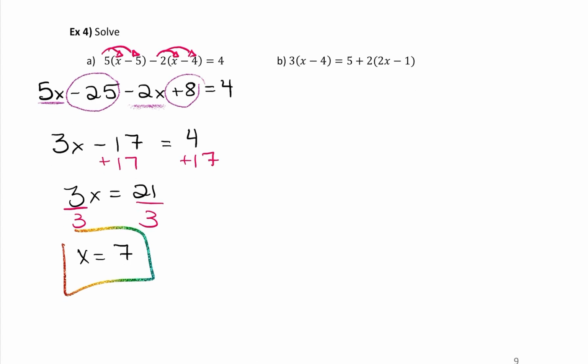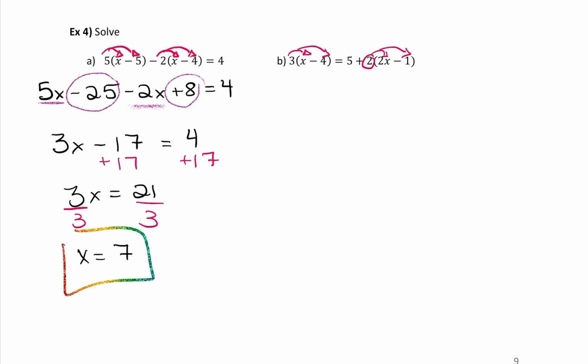All right, let's try b. So again, remember, we need to do the multiplication first. The most common error that I see here is wanting to change this 5 plus 2 to a 7 and then multiplying the 7 into the bracket. So please make a note to yourself not to do that, because the only thing that's actually being multiplied here is the 2. So that 5 is just an addition that's happening after we get rid of the brackets.